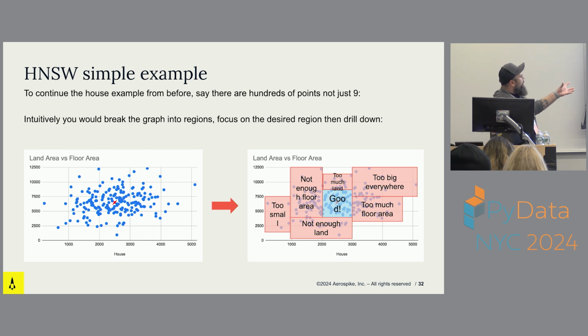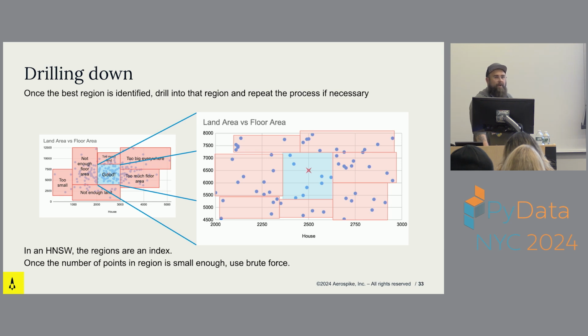So back to our little floor example, or land versus floor example. Say we had a whole bunch of houses. Again, this is just that kind of zooming in, right? So we know this area here is good-ish, so we stop looking at everything outside of that and focus on that area. Then once we're in that area, we can brute force against that handful to get, if you really want, the nearest neighbor within that area. And we can then see, okay, this is a good result for what we're looking to get. So that's another example of HNSW.